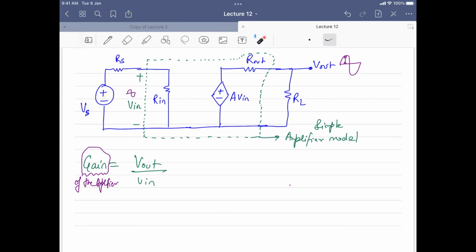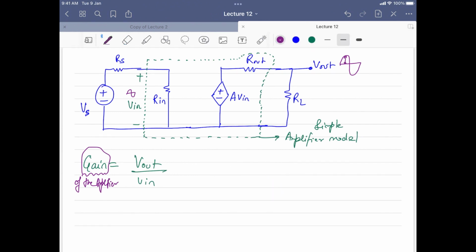So there is no constraint. You can find different types of transfer functions: V out by V in, I out by I in. I don't want to go into the details of that because we are sticking to the V out by V in factor only. Then you can calculate V out by I in also, and I out by V in also. So all these things are possible. But right now we are focusing on V out by V in only.